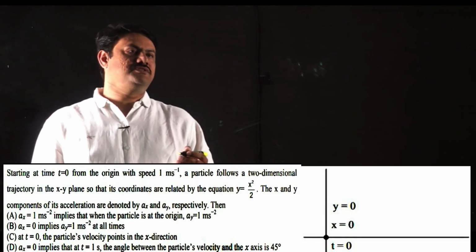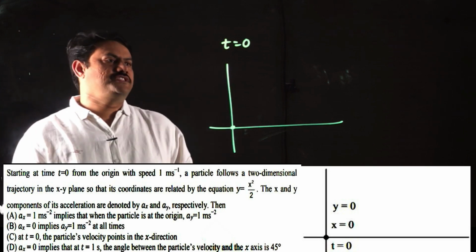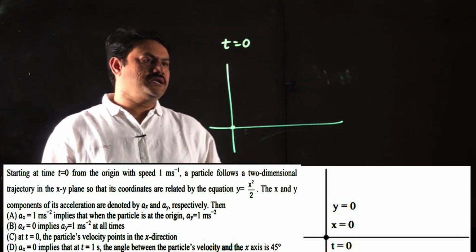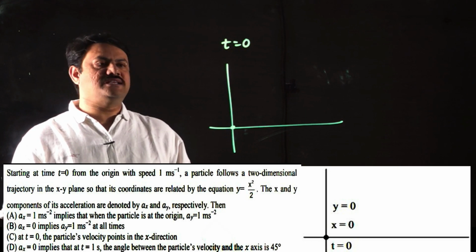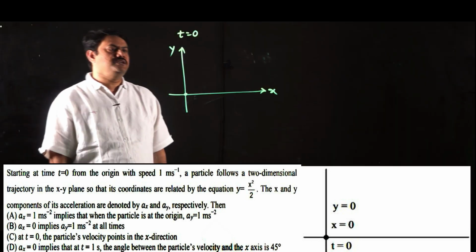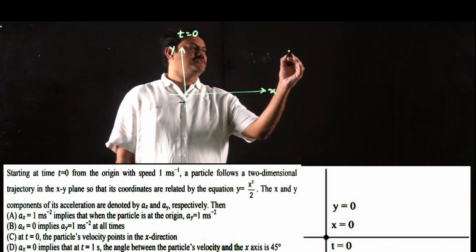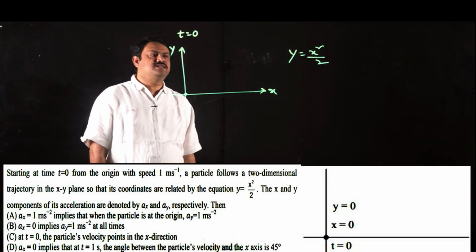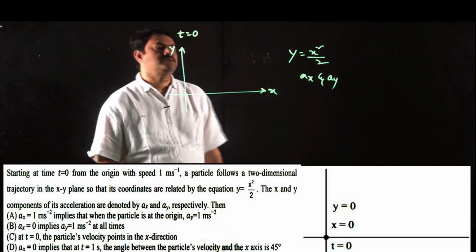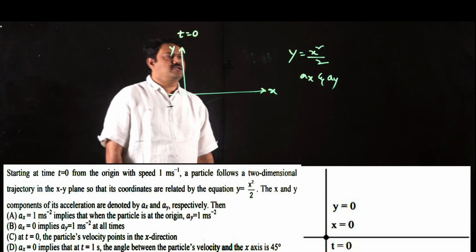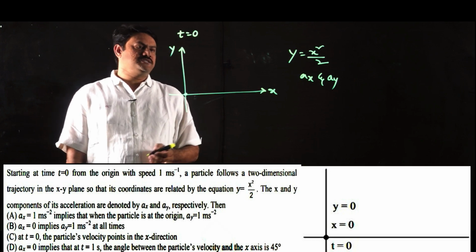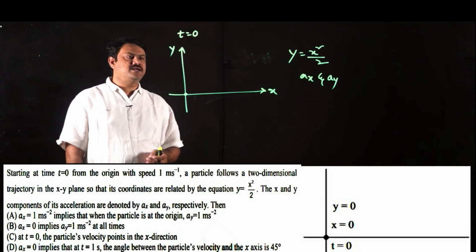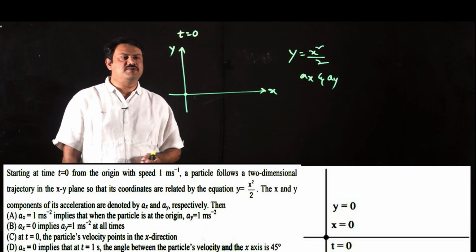In 2020, the Advanced examination Paper 2 question: starting at t is equal to 0, from the origin with the speed 1 meter per second, a particle follows a 2-dimensional trajectory in the xy plane so that its coordinates are related by the equation y is equal to x square by 2. Then x and y components of its acceleration are denoted by ax and ay respectively. Then the given options are: ax is equal to 1 meter per second square implies that when the particle is at the origin, ay is equal to 1 meter per second square.